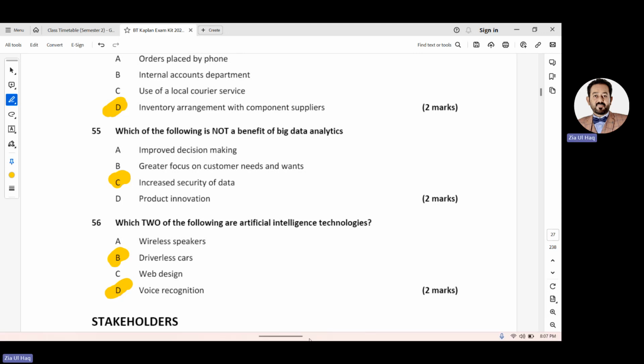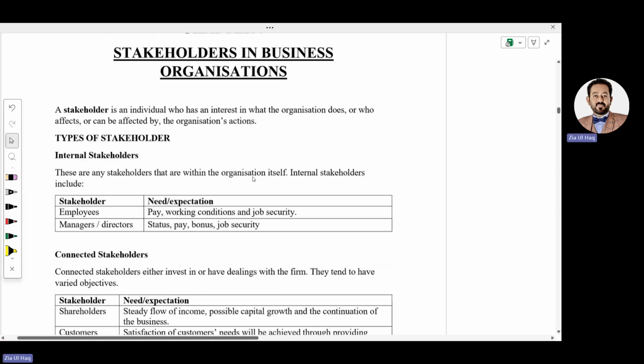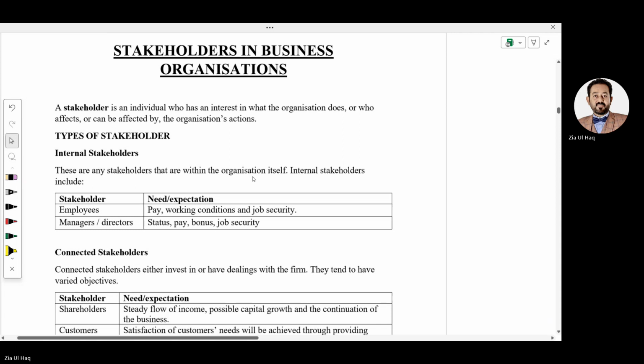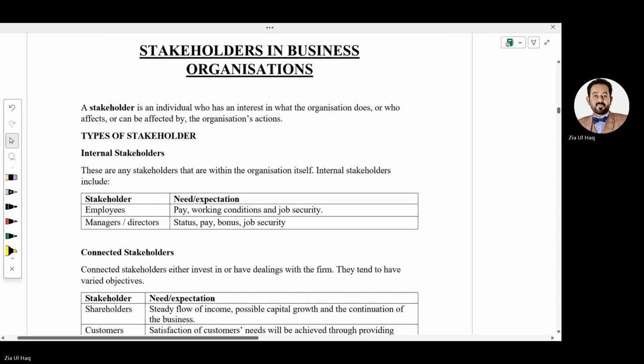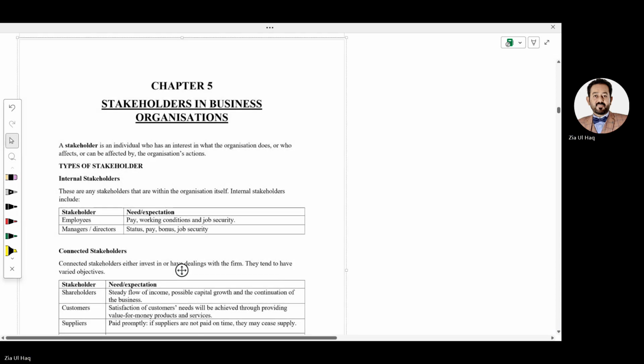So let's move towards chapter 5. Chapter 5 is about stakeholders. What is meant by stakeholder? Only owners? What else? Who should be the important stakeholder of an organization? To whom should the organization give priority? While making a decision, they should consider him first.